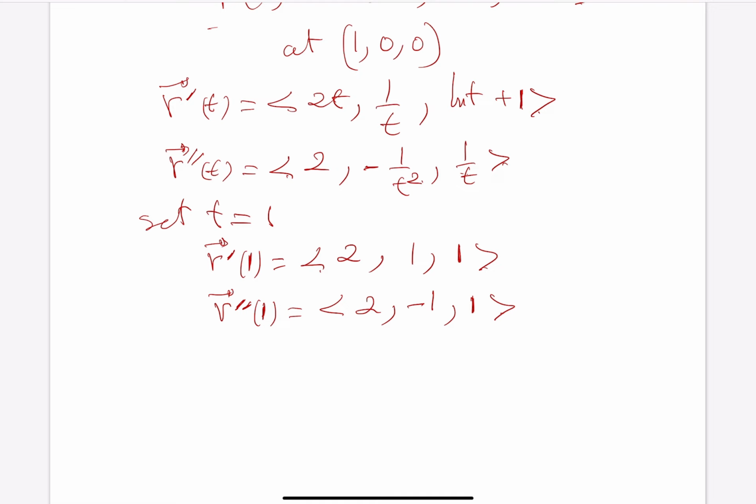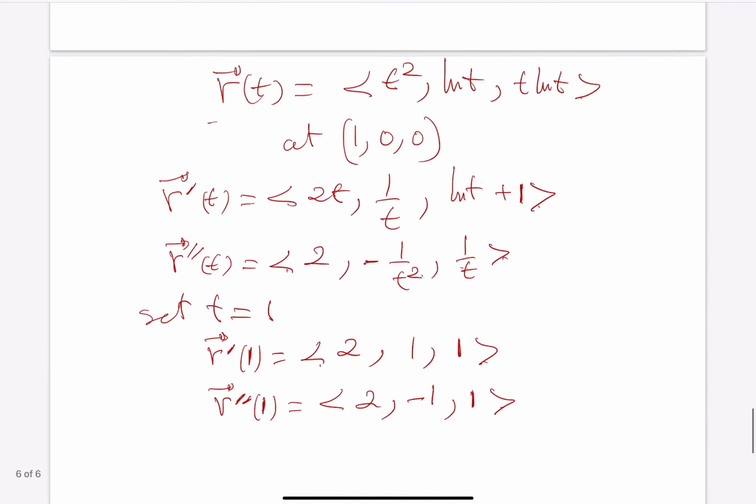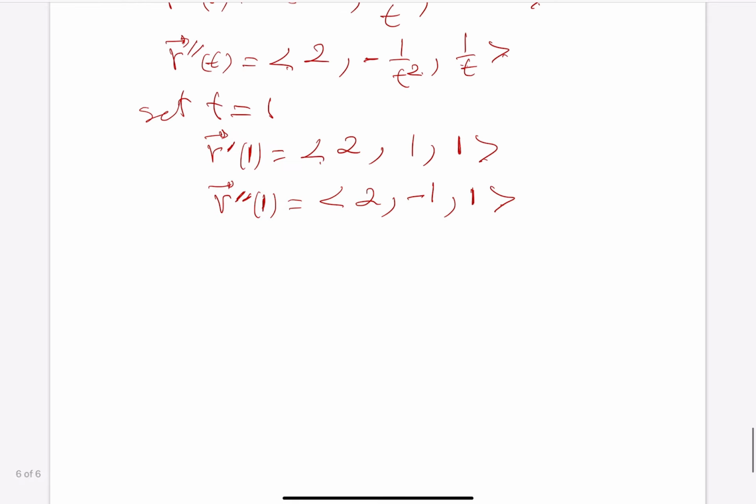So now go back to the formula here. Go back to the formula, and you can use the first one. You can use the cross product. Take the cross product of the first derivative and the second derivative of the vector function. Then you take the cross product and you take the length. That's the formula for the curvature.